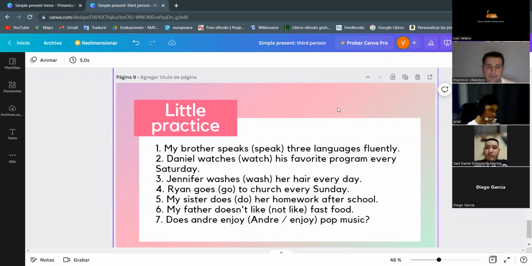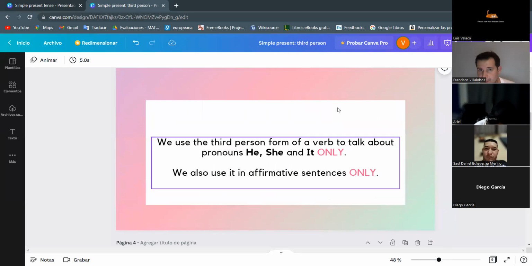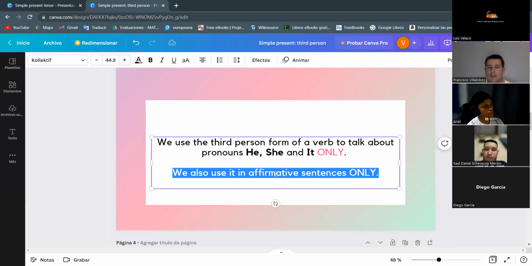Let's see, Luis, for which scenarios do we use the S in verbs? For which type of sentences? Repeat, please. For which types of sentences do we add an S to the verb? In general verbs. Are you sure? In affirmative sentences. Good, thank you. Not negative. Not questions, affirmative only.